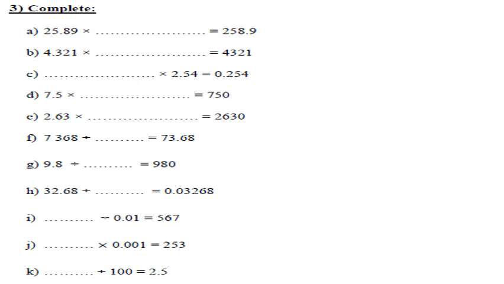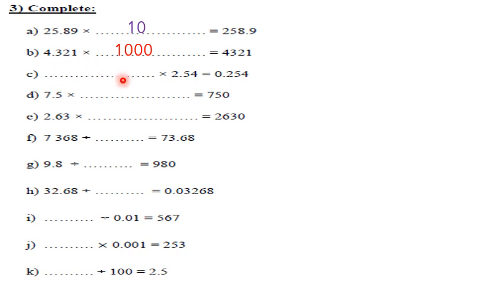Exercise 3. Complete here the missing number. If we have 25.89 times what? Give me 258.9. What do you notice here? That the decimal point moved one place to the right. So that means it's normal. So that means times 10. 4.321 times what? Give me 4,321. What do you see here? That the decimal point moved to the right 3 places. So that means it's normal. So I will write times 1,000.